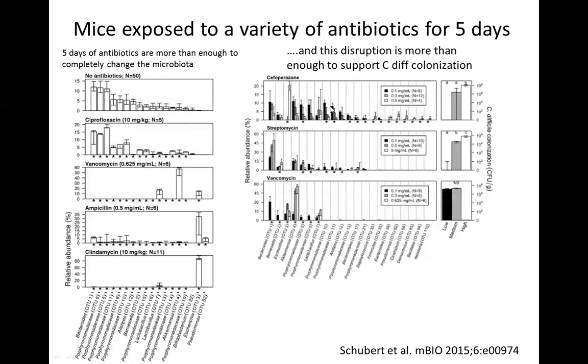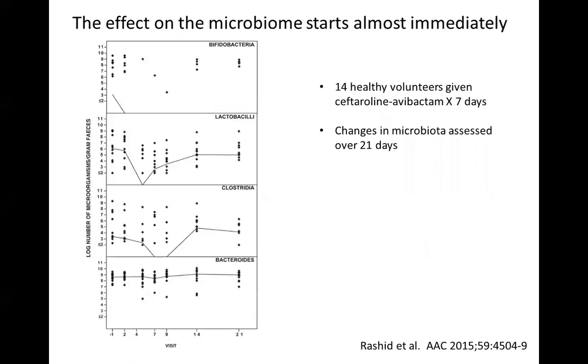And then what this is trying to illustrate is, is 5 days of therapy, 5 days only, enough to cause C. diff colonization? And that's what this is trying to show over here. And the answer is tons. So here's low, medium, and high. So these mice have tons and tons of high level C. diff colonization treated with cefoperazone, streptomycin, and/or vancomycin. So 5 days is absolutely enough to wipe out your microbiome and cause overgrowth of C. diff. 5 days. Moving on.